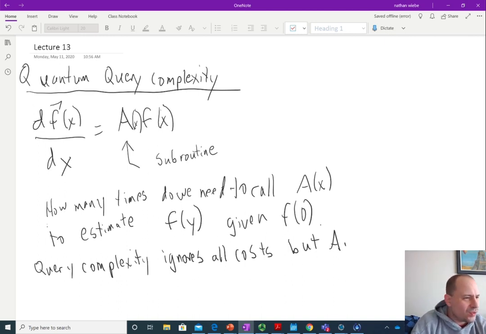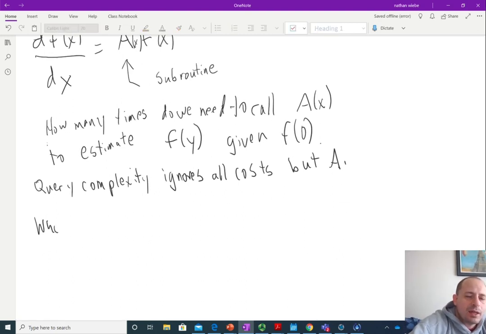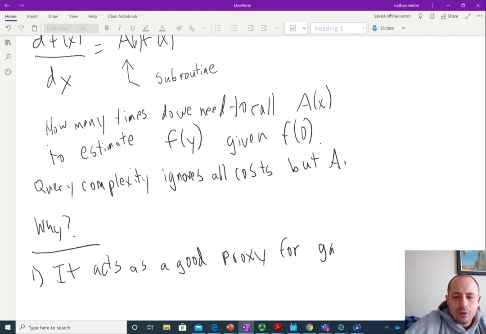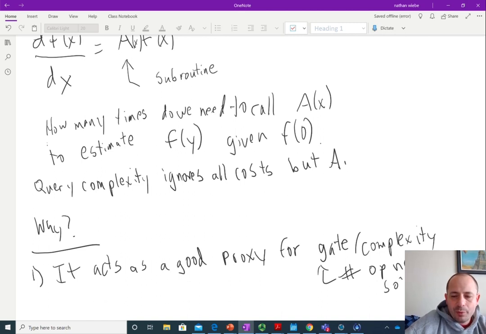And so, to get an idea about this, the next thing I think that's worth asking is, why do we care? Well, the first reason is that it acts as a good proxy for gate or time complexity, which is really just the number of operations needed to solve the problem.